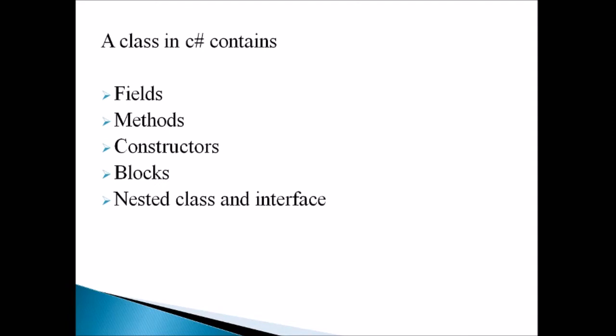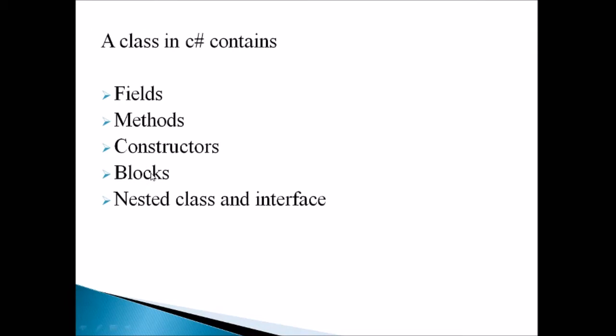Next, what are the things included in a class? A class in C# contains the following: fields, methods, constructors, blocks, nested classes and interfaces. You know what a field is? Yes. Fields are nothing but declarations. All the declaration statements are called fields. And methods are nothing but a small part of source code. A constructor is also a small part of source code like a method, but its name is the class name.